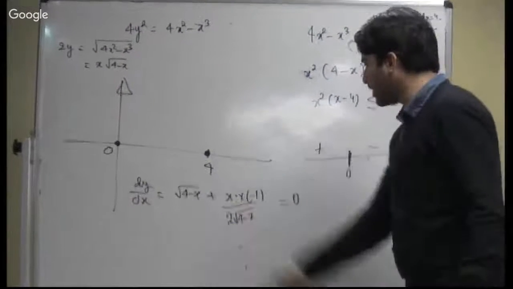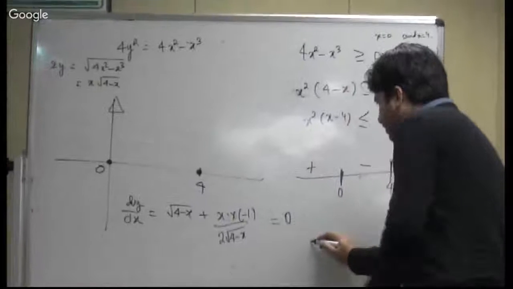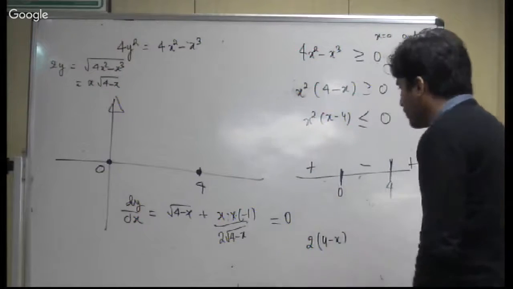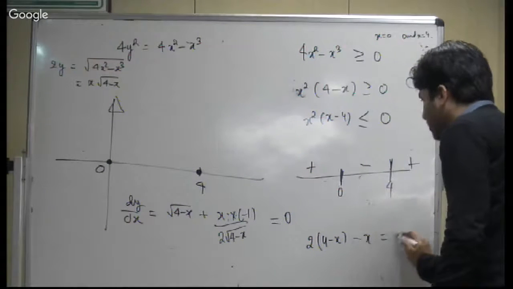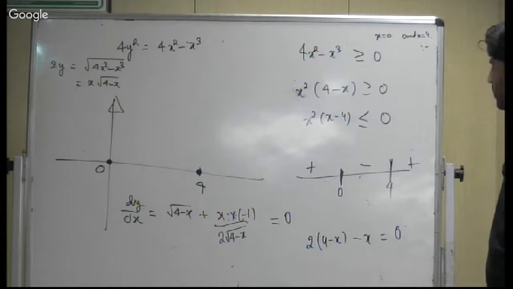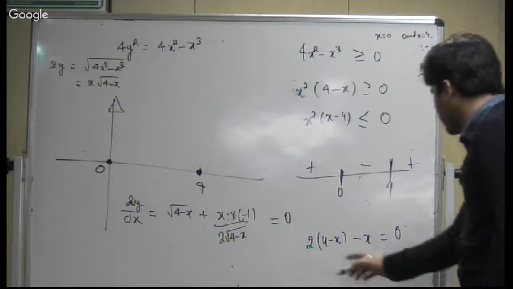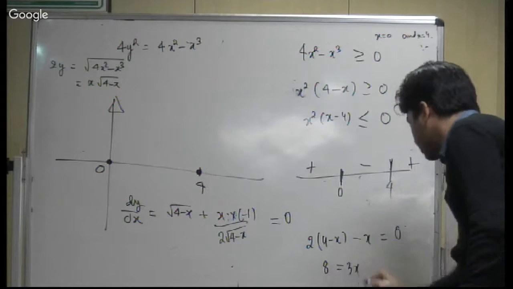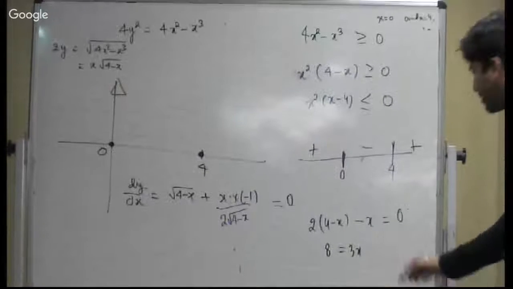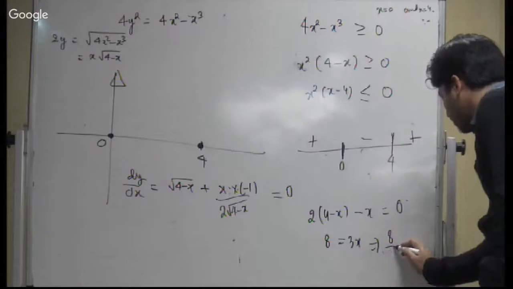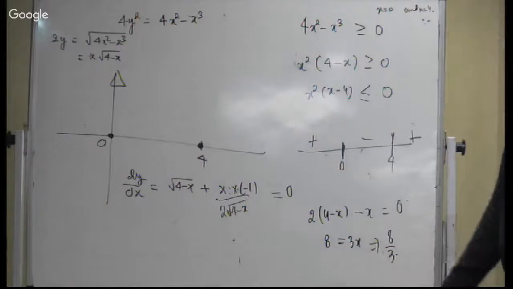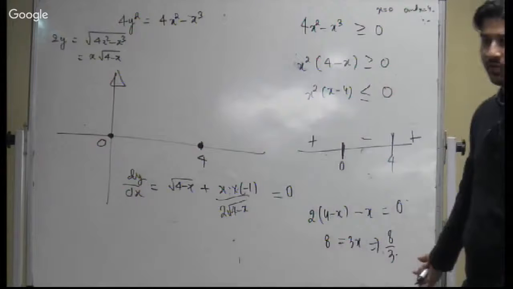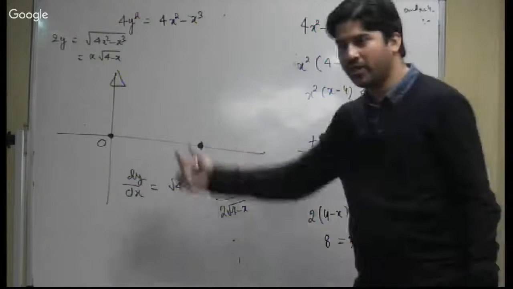So I'm going to cross multiply it. So it will be 2 into 4 minus x is equal to 0, right? So it will turn out to be 8 is equal to 3x. So x turns out to be 8 by 3. Okay, so you can even guess it that we have got only one critical point. It has to be local max.